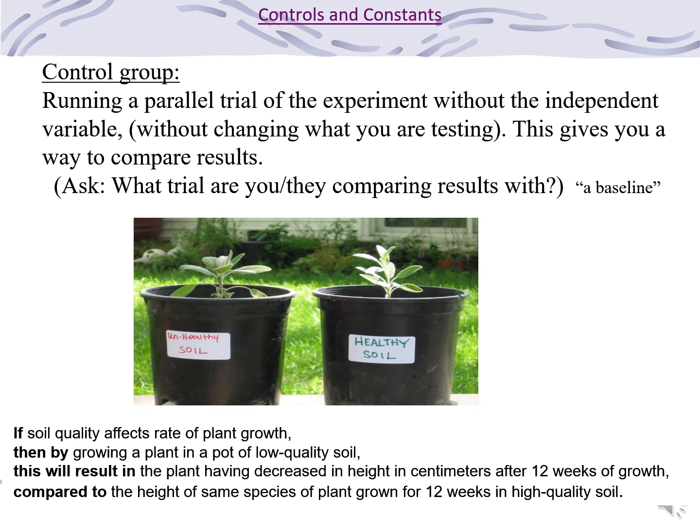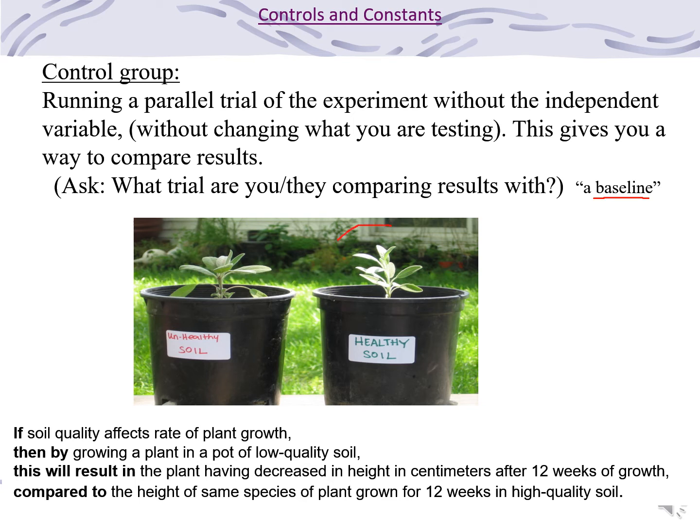In contrast, the control group is where you run a parallel trial, another trial of the same experiment, but where you haven't messed with anything, without the independent variable. So you haven't changed anything in what you're testing. This often gives you a comparison. When I said in our initial hypothesis right here that we expect to see a decrease in height, well, a decrease compared to what? That means you have to run the experiment a second time, a second trial, where you don't have the unhealthy soil, but you have the plant in either normal or what you would call healthy soil. And that gives you a comparison. That's what we would call baseline. So that's where this phrase comes up.